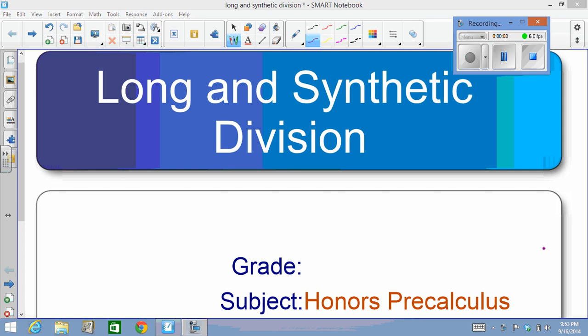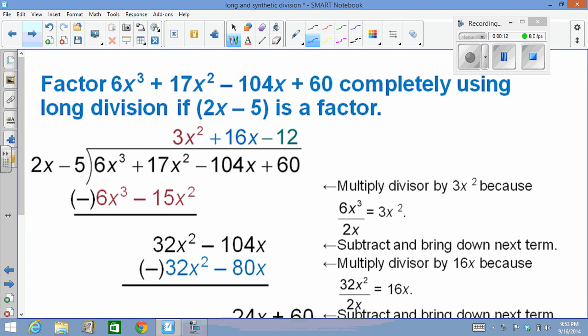Today we're talking about long and synthetic division. It should be a review from what we did last year, so hopefully it will look familiar. So let's see what you remember. We're going to be factoring using long division.